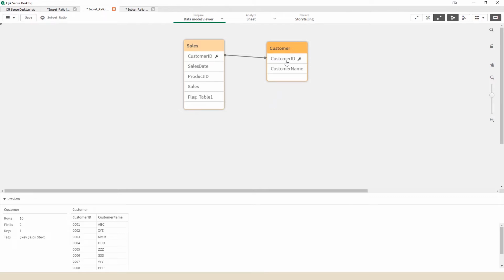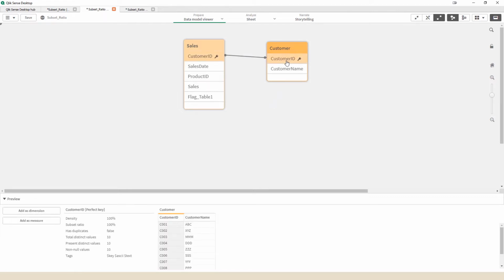If I select customer ID here in the preview tab, we can see that the subset ratio is 100%. But when I select customer ID from the sales table, we can see the subset ratio is only 50%. So what does that mean? That means we have only 50% of customer IDs, half of the customers, present in the sales table, which means only half of the customers have sales data.